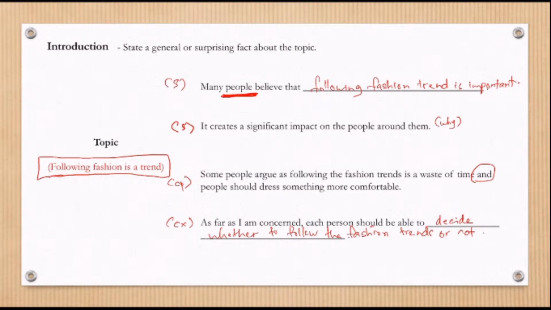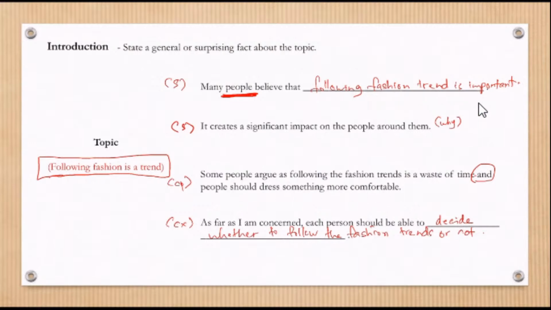Okay, let's say if you're afraid to make mistakes, afraid to construct compound and complex sentences, you can use simple sentences too for the third part. Some people argue that following fashion trend is a waste of time, full stop. People should dress in something more comfortable. So we have two more simple sentences. Okay, done with the introduction.